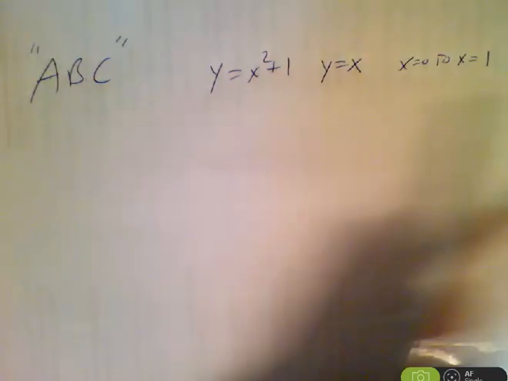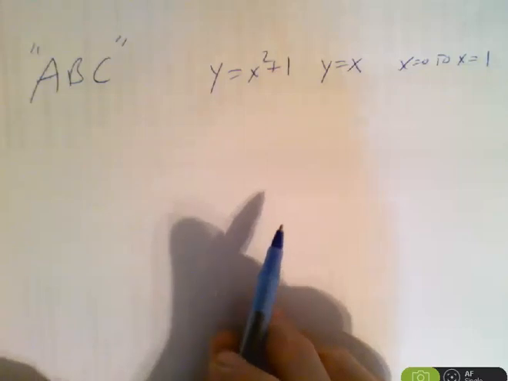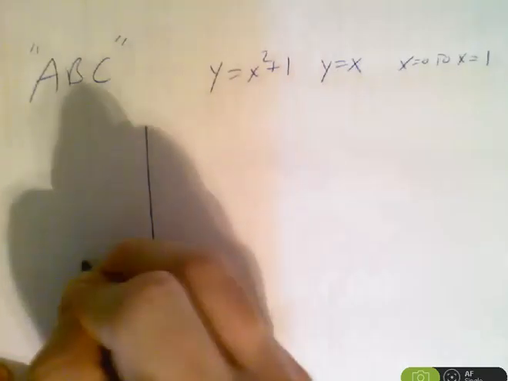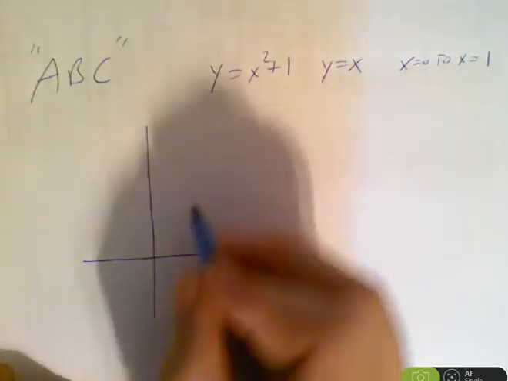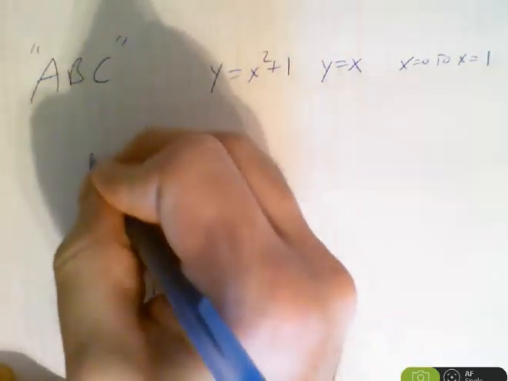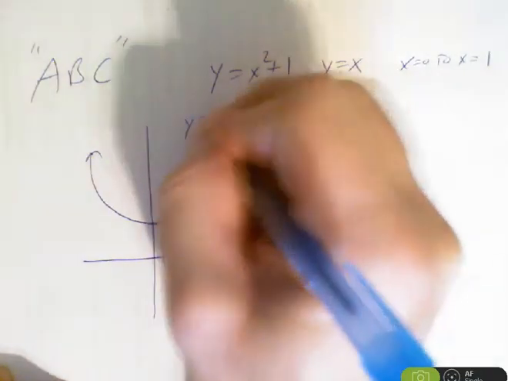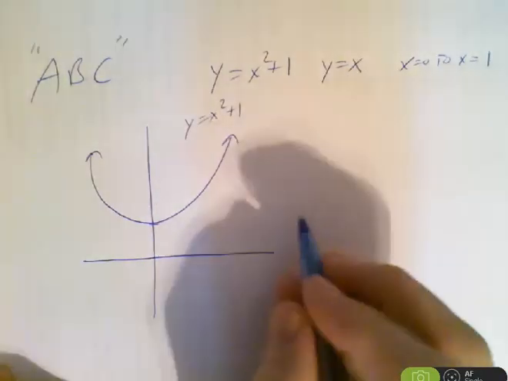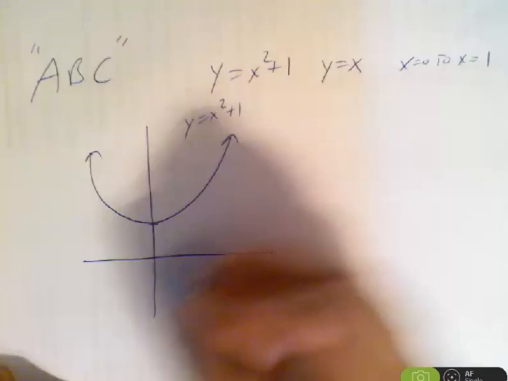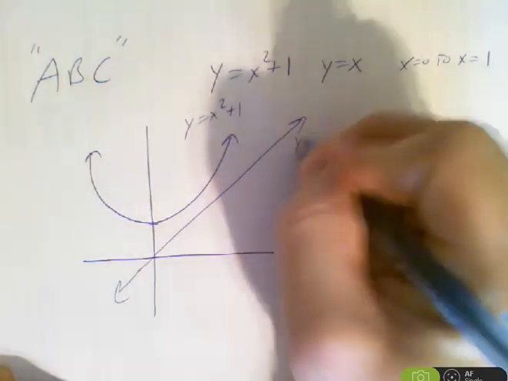So it's a really good idea to get a picture. And you could graph it on your calculators, but these aren't so complicated. Let's just get a picture here. x squared is just this, right? So plus 1 would be here. So y equals x squared plus 1 is here. And then y equals x is just a straight line going this way, right? So basically something like this. So here's y equals x.